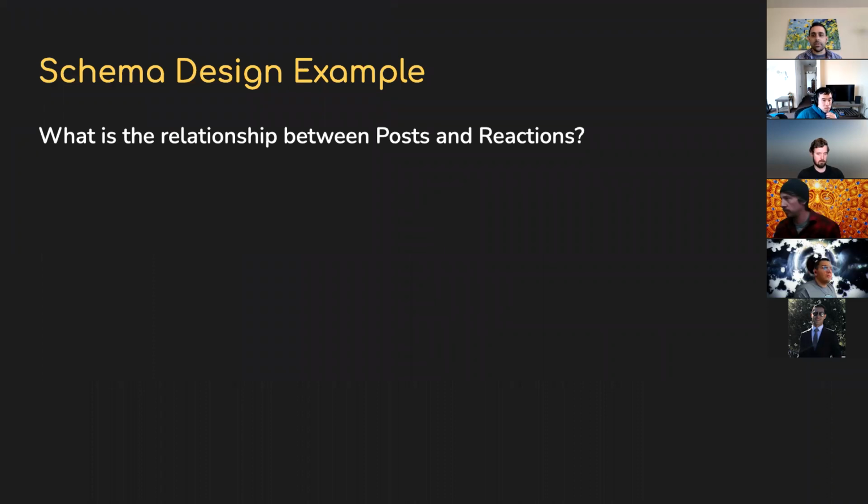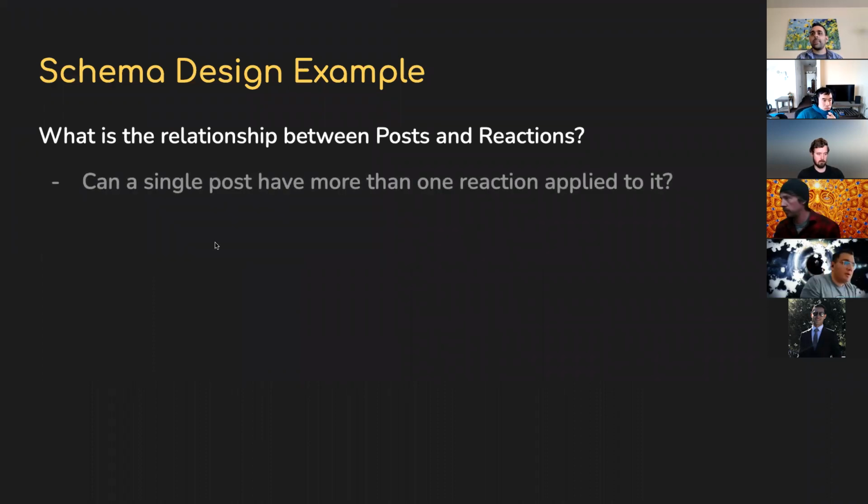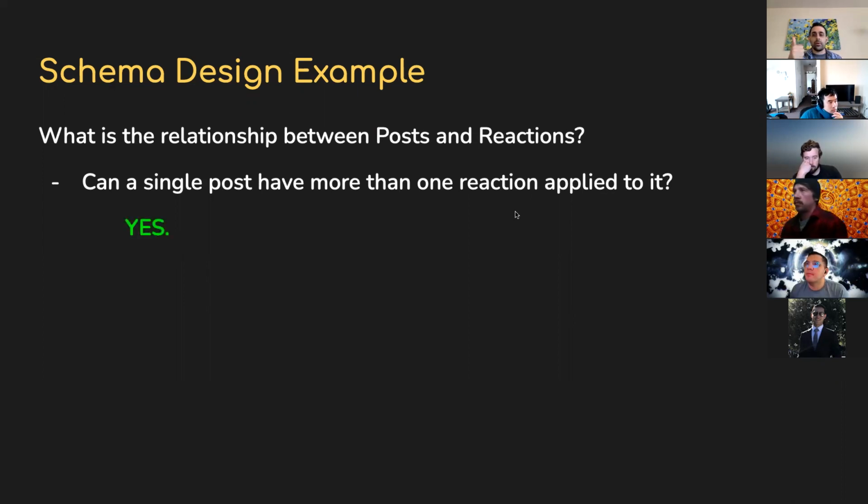We're going to ask the same two questions between these two entities. Can a single post have more than one reaction applied to it? Meaning, if I write a post like, hey, this is what I had for dinner, can both Phil and Lyman react to that post? Or is it limited to only one person reacting to that post? The answer is yes. Let's say Phil can thumbs up my post, and let's say Lyman finds it funny. So he could add his own reaction. There can be multiple reactions to a single post.